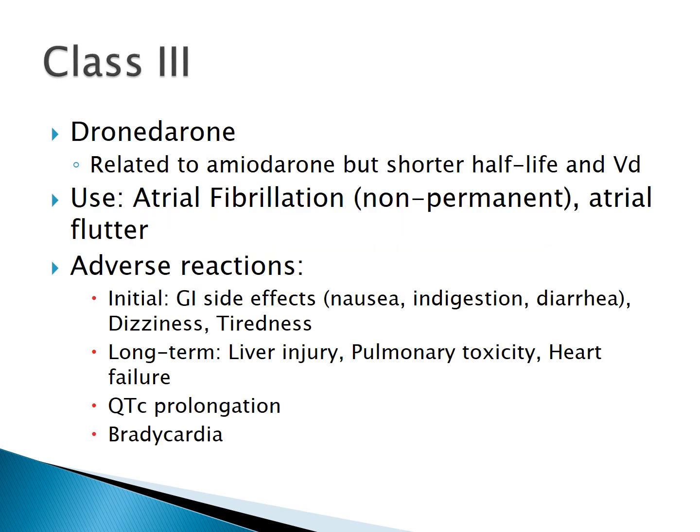Dronedarone is like a cousin to amiodarone, but with a shorter half-life and volume of distribution. It is used for paroxysmal AFib and a flutter. It also has initial side effects such as GI issues, dizziness, and tiredness. It has less long-term toxicity, but can cause serious liver injury, as well as pulmonary toxicity and heart failure. Like amiodarone, it can cause QTc prolongation and bradycardia.